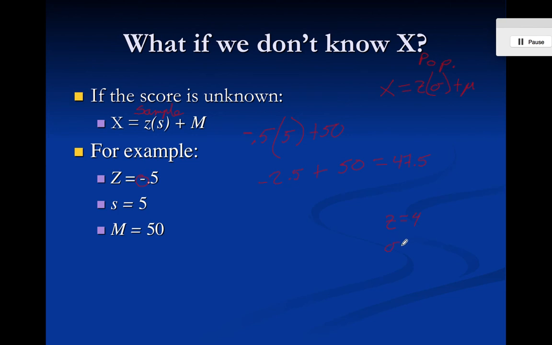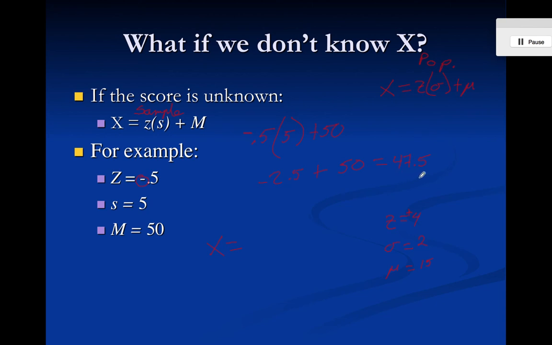Sigma is equal to a value of 2, and mu is equal to a value of 15, and you want to know what your score is. Again, follow the exact same formula. Here, do take note that I have a positive 4 as my z-score, so I automatically should know that my raw score should be where? Above or below the mean? The answer should be above the mean because I have a z-score that is positive. So that automatically tells me that my raw score should be above the mean.